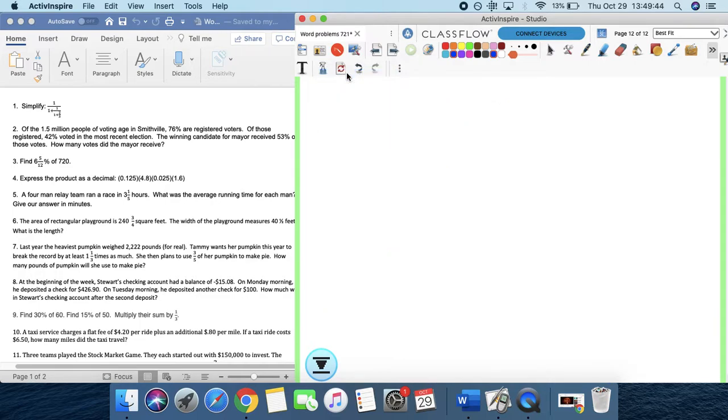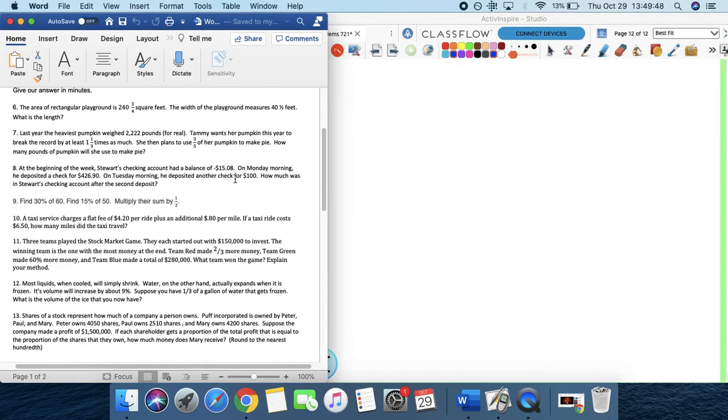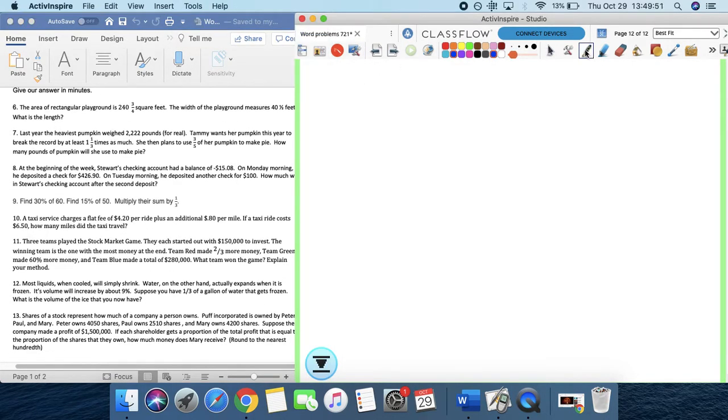And where are we? 8. Okay, so let me go to 8. At the beginning of last week, his account was negative 15.08. On Monday morning, he deposited a check. So that's a good thing, right? And then on Tuesday morning, he deposited another 100, which means that's a good thing, positive number, right? So we can express this as a sum, and then how much money was in the checking after the second deposit.